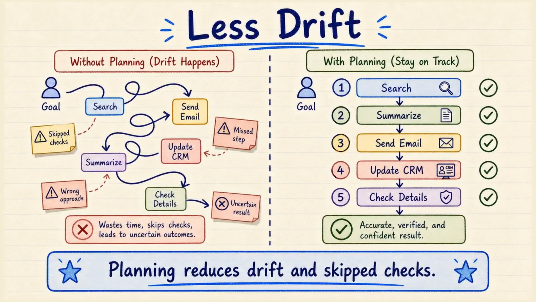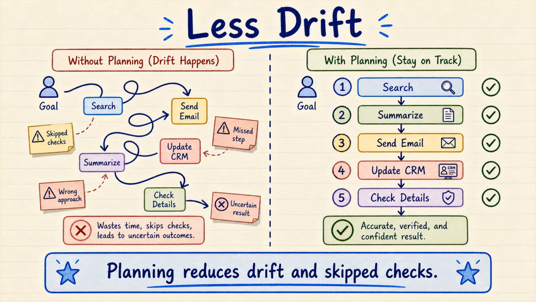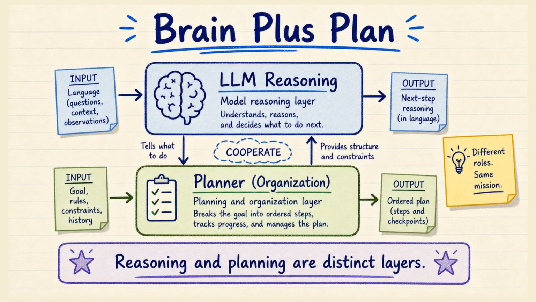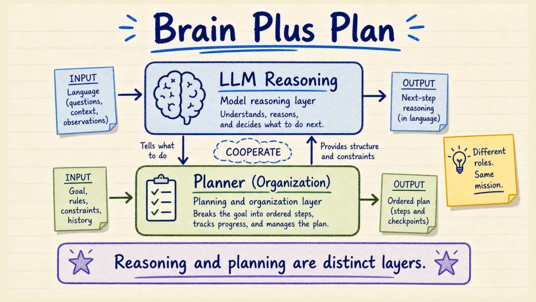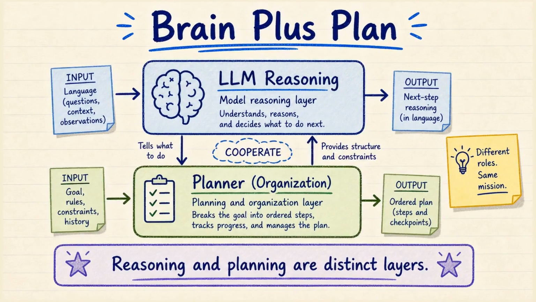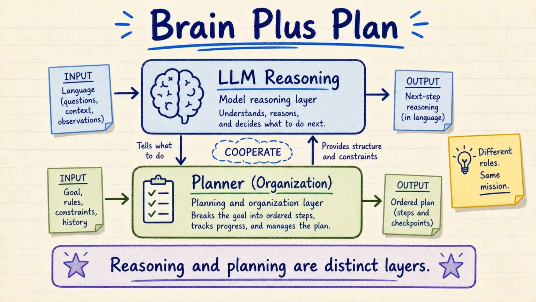Planning matters because it reduces drift. Without a plan, the model can jump between ideas or skip important checks. With a plan, the system can compare progress against an expected path. This is the first senior level lesson. The model and the planner are related, but they are not the same thing. One reasons about language. The other organizes work so the rest of the system can execute safely.